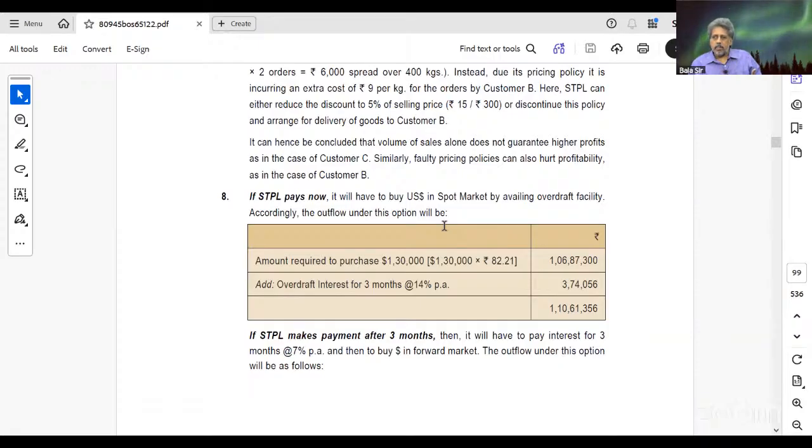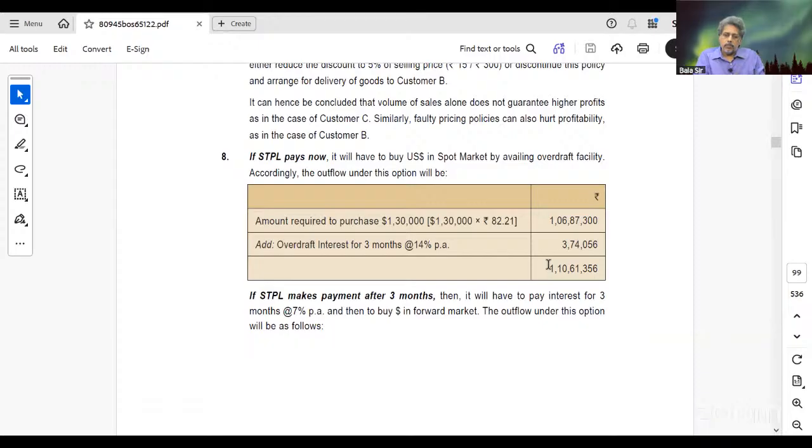So add interest at 14% on this amount for 3 months into 3 by 12. How much you get? 3,74,056. Then adding both is the total cost of this alternative. How much? 1 crore 10,61,356. That is alternative 1. Then what is the second alternative? Where you pay the supplier later with interest.